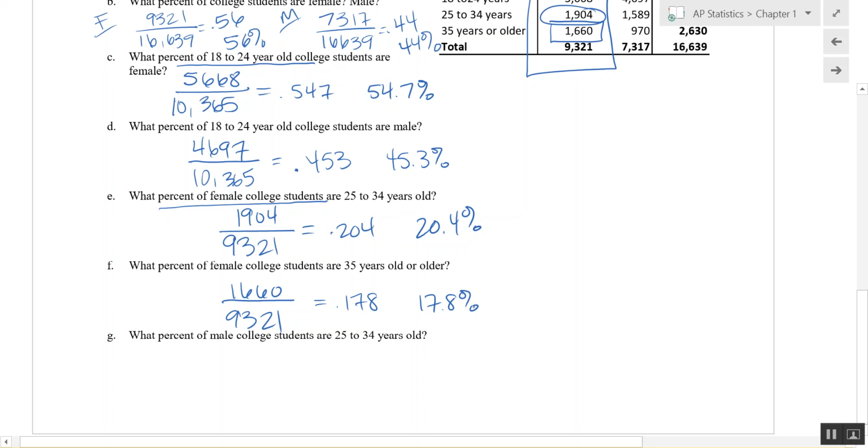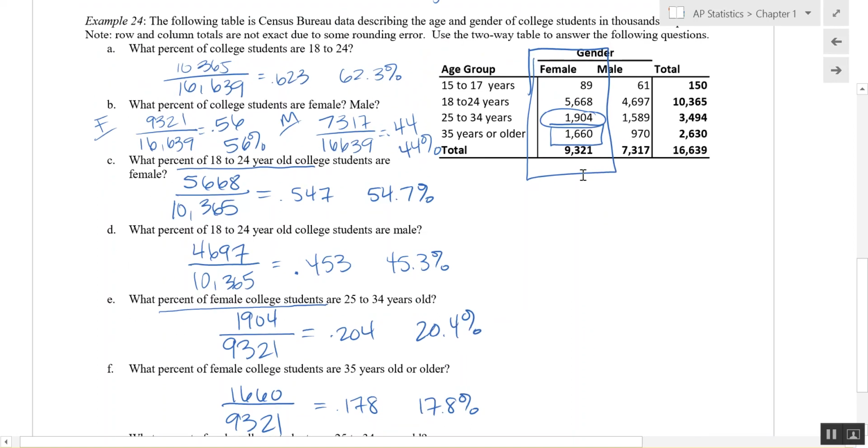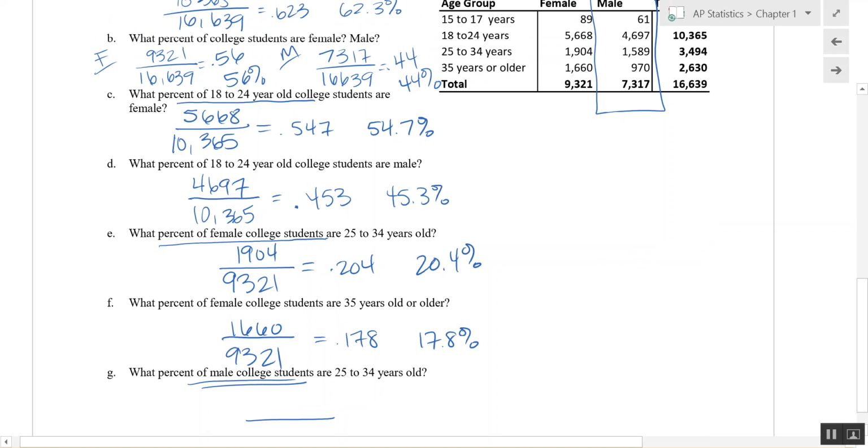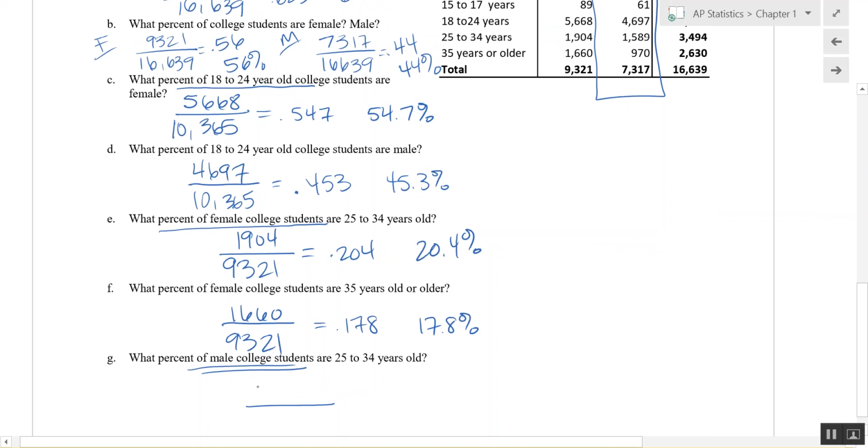All right, and then for G, now we're going to switch: what percent of male college students are 25 to 34? We look at our table. Now we're not just dealing with the females, we're looking at males. For 25 to 34, we have 1589 males, and the total is 7317. When we calculate that, we get 0.217, 21.7%.